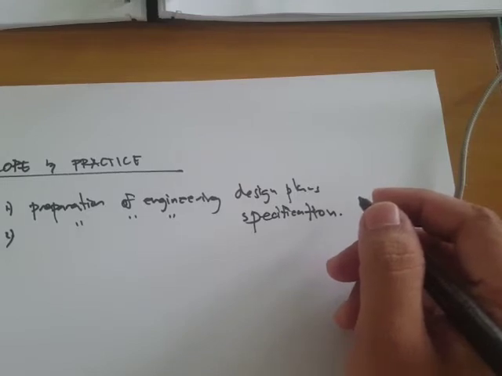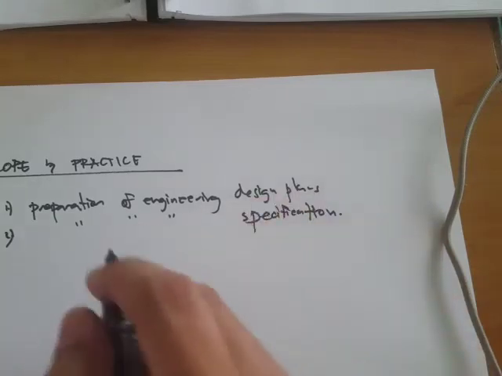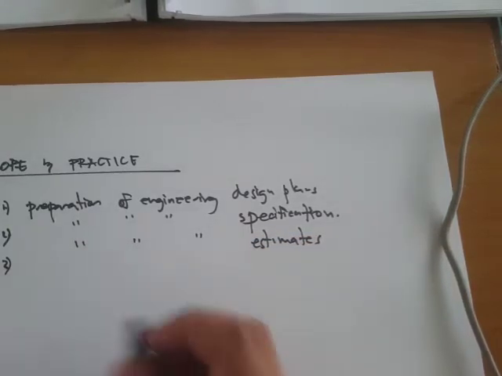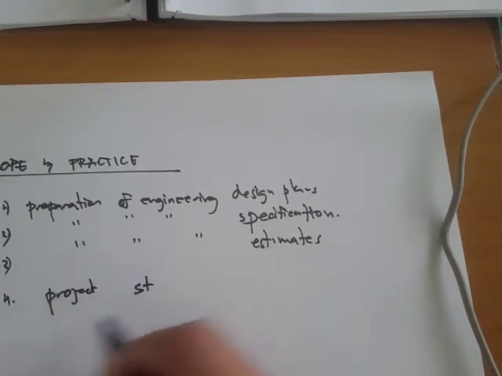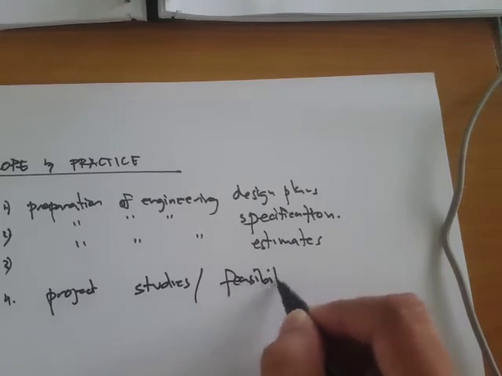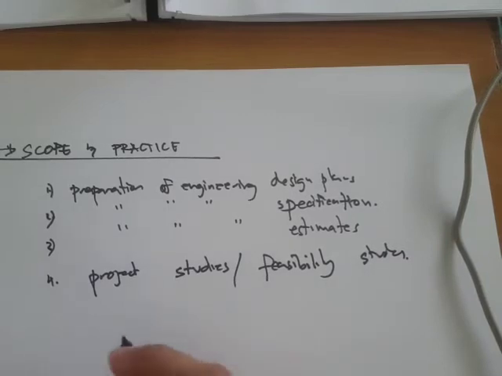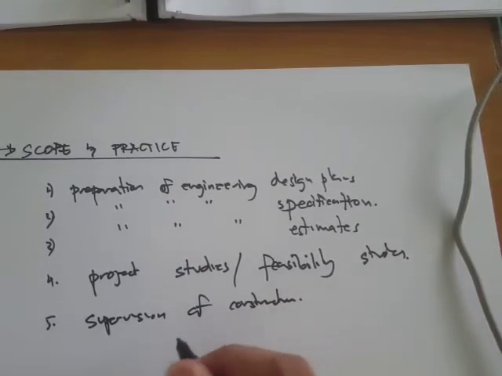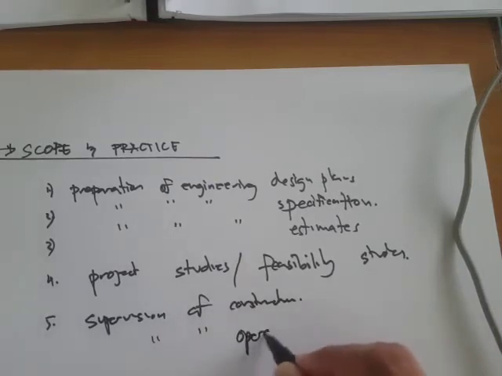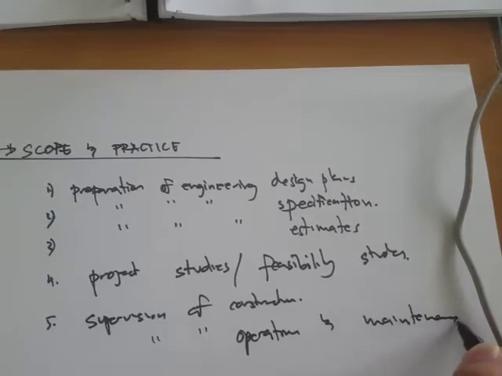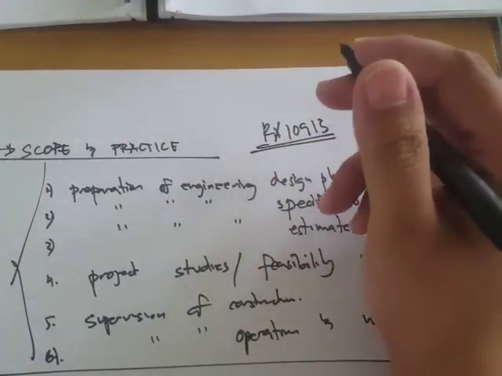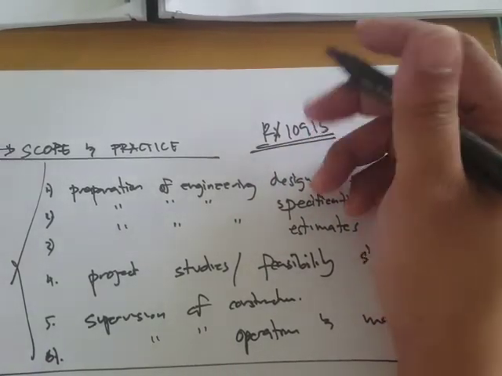For example, the type of finishes, the work quality and stuff like that. Number three, estimates or bill of materials. Then project studies and feasibility studies. And what else? Supervision of construction, and supervision of the operation and maintenance. So actually you can check the Republic Act 10915 regarding this. It has enumerated various other scopes of practice.